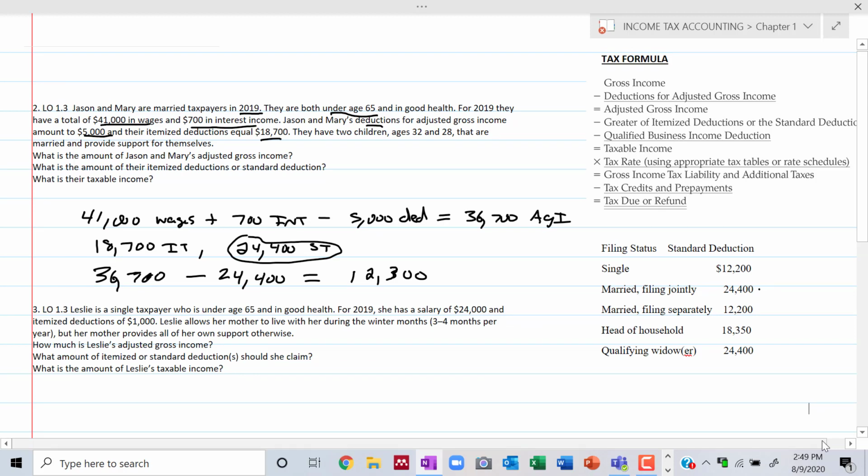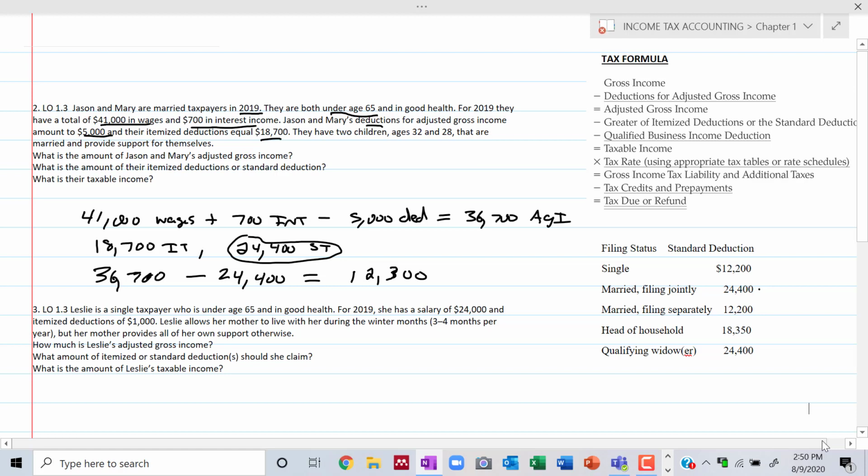So next we have problem number 3. It states Leslie is a single taxpayer who is under 65 and in good health for 2019. She has a salary of $24,000 and itemized deductions of $1,000. Leslie allows her mother to live with her during the winter months, 3 to 4 months per year, but her mother provides all of her own support otherwise. So how much is Leslie's adjusted gross income? What amount of itemized or standard deductions should she claim? And what is the amount of Leslie's taxable income?